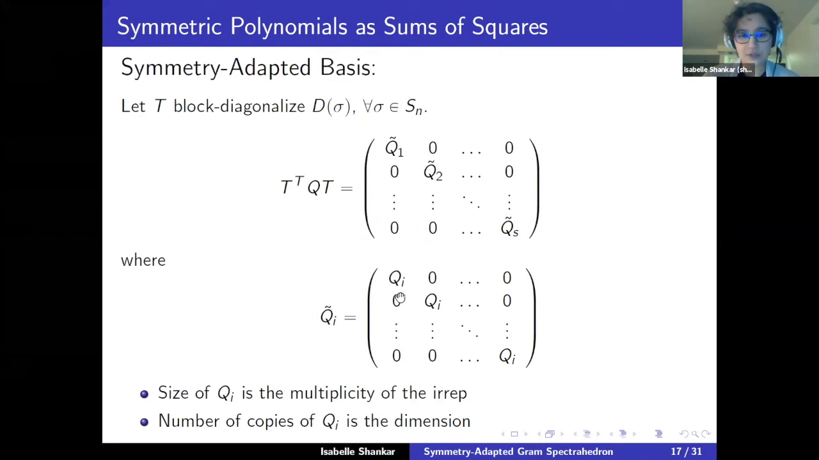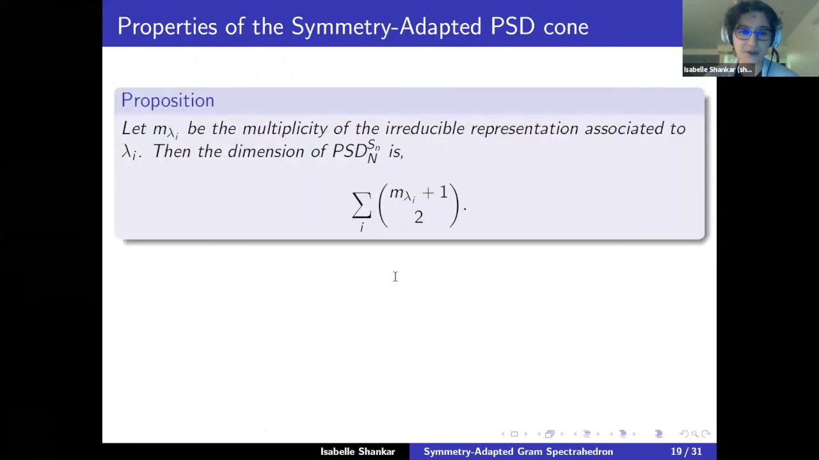The size of these Qi's here is the multiplicity. And since they're symmetric matrices, the most number of free parameters you could have in there is going to be m lambda i plus 1 choose 2. And then there are multiple copies of it, but they're all the same, right? So for each irrep, the number of free parameters is exactly the size of the matrix, sort of, except that, again, it's symmetric. So that's why we get the m lambda i plus 1 choose 2. So it hits the upper bound.